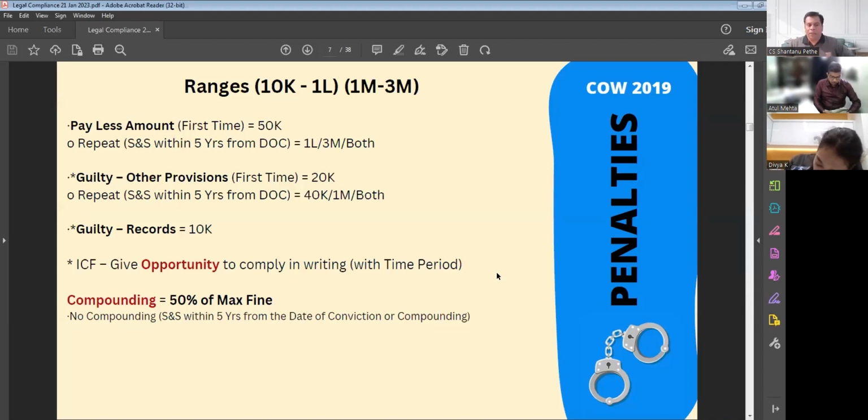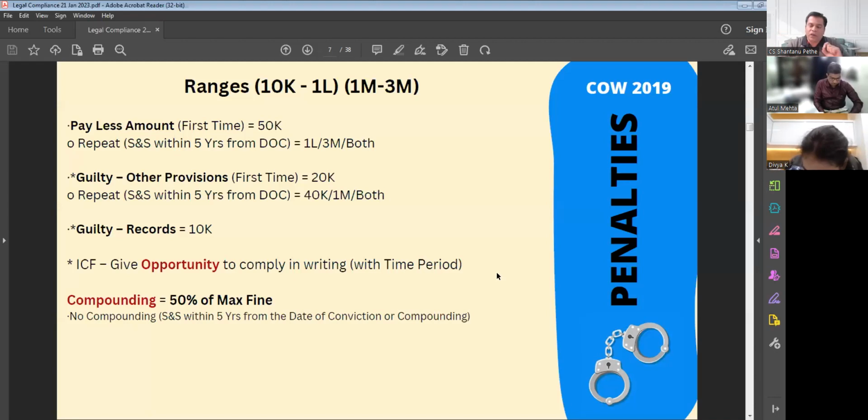Now, the second penalty, for being guilty of any other provisions. For the first time, 20,000. For repeated offenses within 5 years, it will be 40,000, 1 month of jail, or both. After these two, there is one more penalty, that is for not maintaining the records. We will see what records the employer will have to maintain under this act. So please note that if records are not maintained, then a separate penalty is given, that is 10,000 rupees.